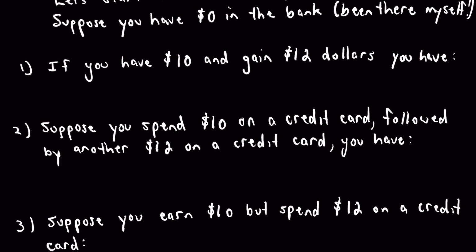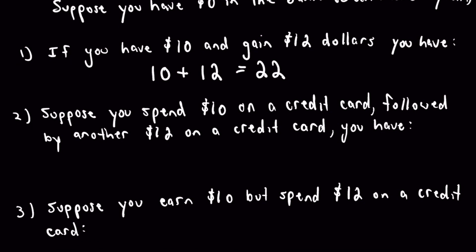So, okay, suppose you go to the bank and man, you've got $0 in there, and I've certainly been in that situation myself. Not a fun situation. Suppose though you've got a credit card that you can spend. Okay, so in part one, suppose you have $10. I'm going to write that as a positive 10, and you gain maybe $10 you found and maybe you got paid $12 for doing a chore or something. Well, now you've got 10 plus 12, or you've got $22. Okay, I think that's straightforward.